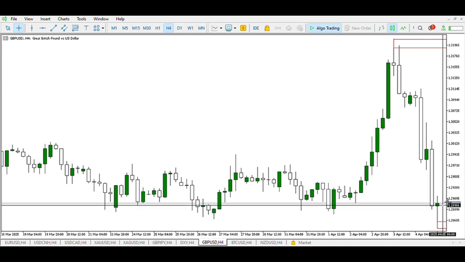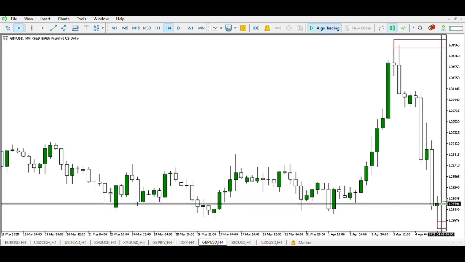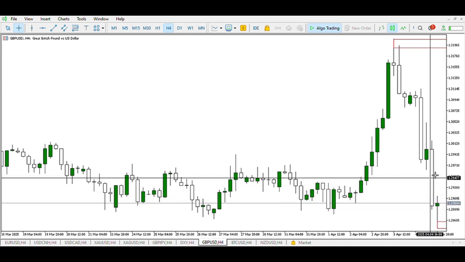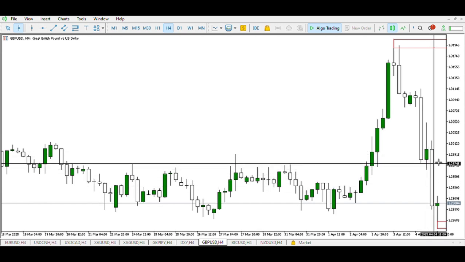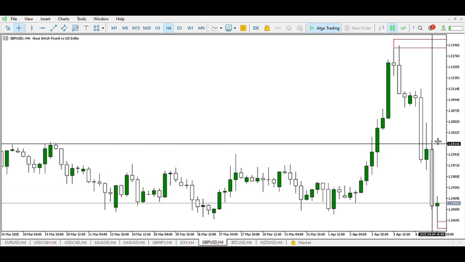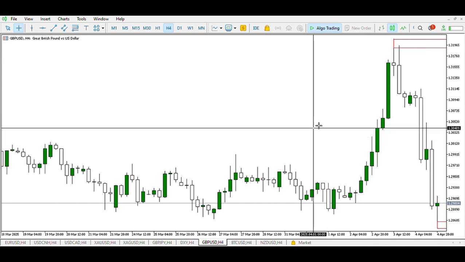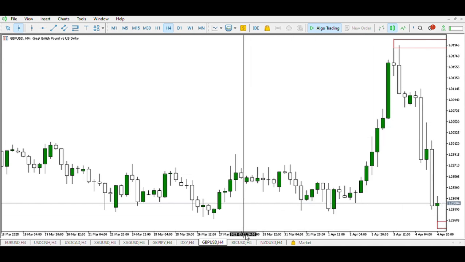On the other hand, we could expect price to accumulate and fill out this liquidity void, as there is an area of imbalance here, and after filling out this liquidity void, for price to accumulate and generate a new pattern accordingly.